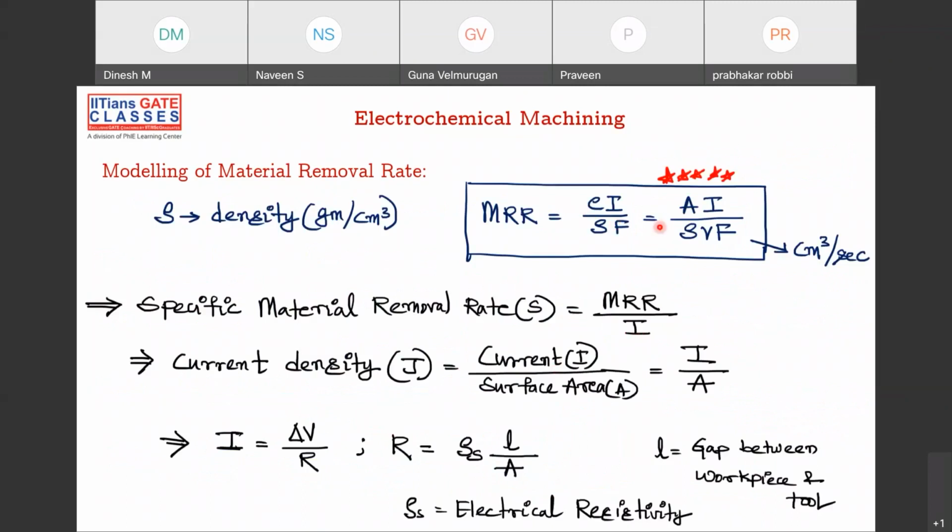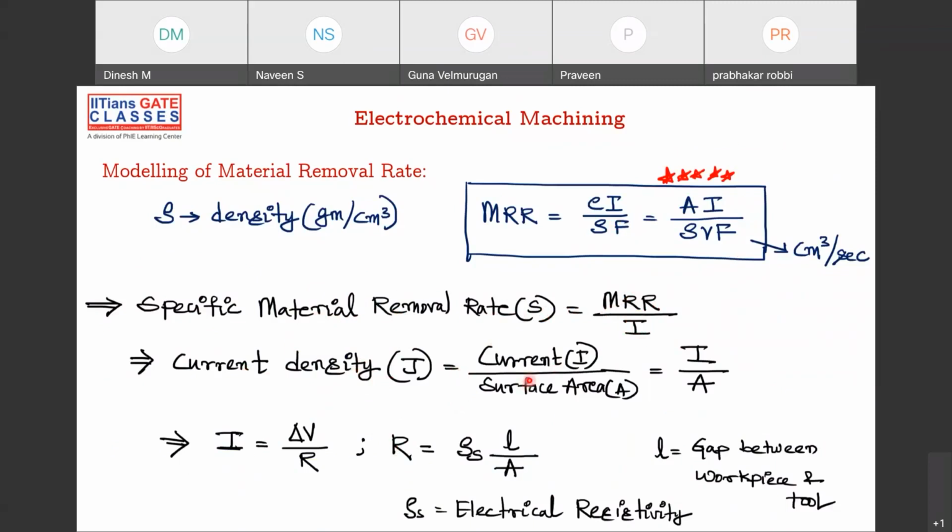And next, this is very important, and also there is one more thing called specific material removal rate, that is given by material removal rate by the current. That is what is specific material removal rate S, and current density. So these are all some intermediate formulas. We don't have much derivation here, because if you want to derive completely what is happening, we have to draw some circuit diagrams and all. That is not required here.